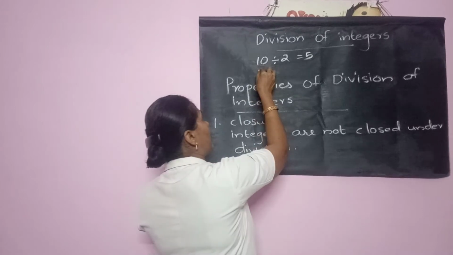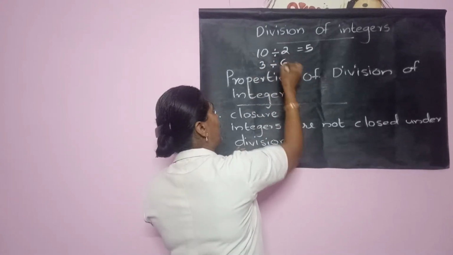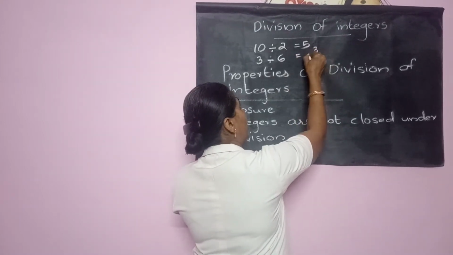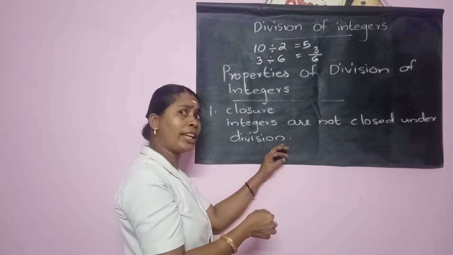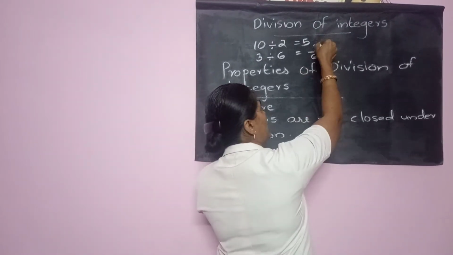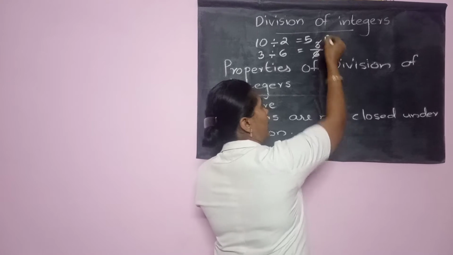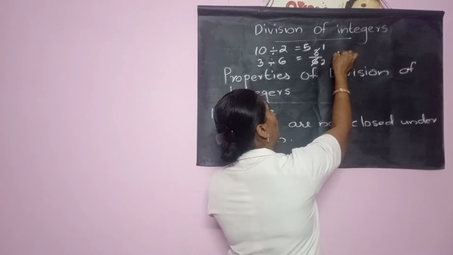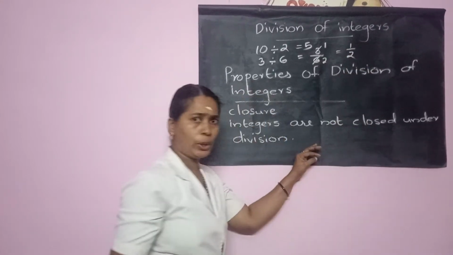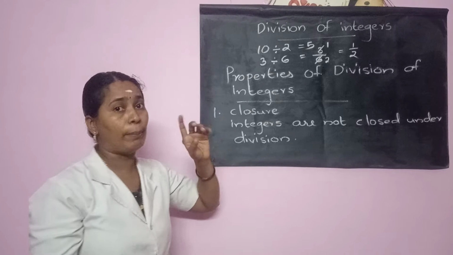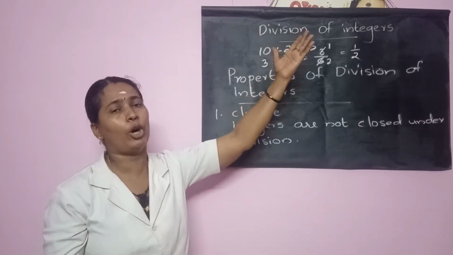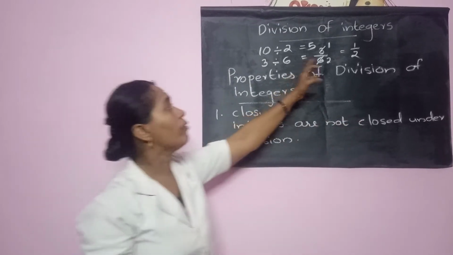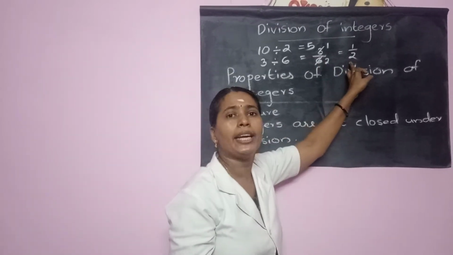But when you take 3 divided by 6, what will be your answer? 3 is a smaller number now. So 3 by 6 will come. That we can make into the smallest form by dividing both by 3. In 3, how many 3s are there? 1. In 6, how many 3s are there? 2. So 1 by 2. See, is 1 by 2 an integer? No, 1 by 2 belongs to another system of numbers that you will study in a higher class. So, 1 by 2 is not an integer.